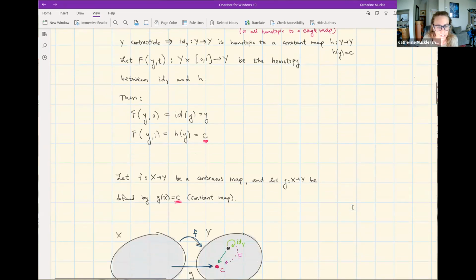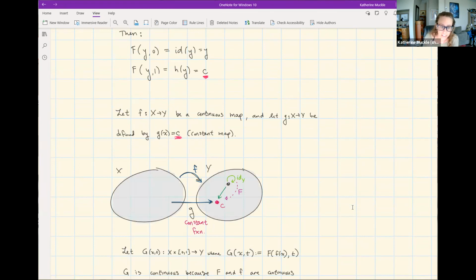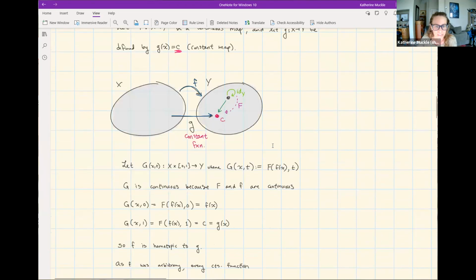Okay, so now I'm going to let f just be any continuous map from x to y, so in that group of maps, and then let g be a constant map that goes from x to y. And I guess the key here is that I define it to be the constant map that goes directly to that point c. So this was my idea here: basically we map over f, and then capital F is going to take that mapping to c.